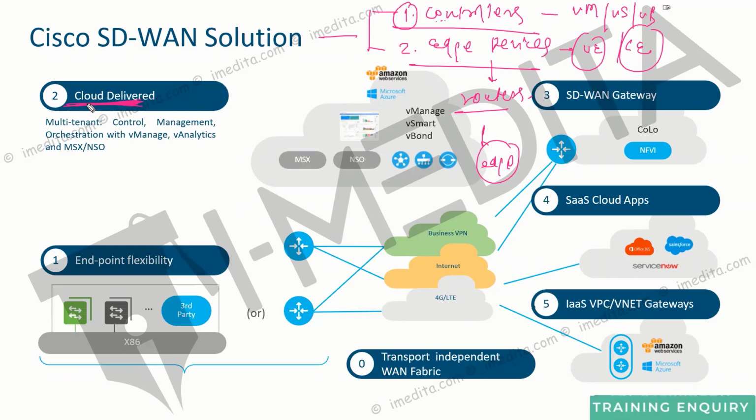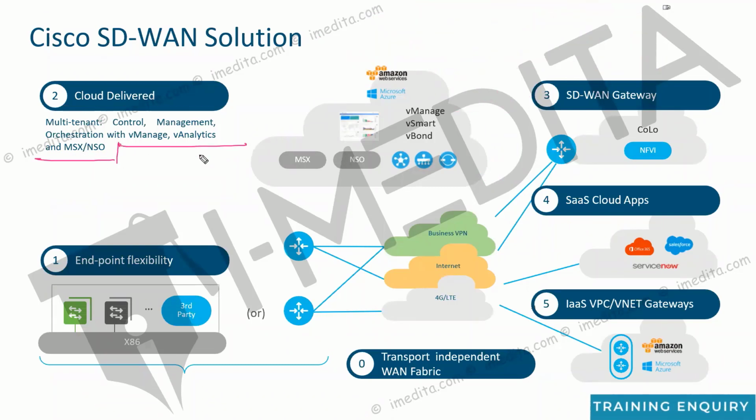Cisco SD-WAN solution can be completely cloud delivered. You can deploy these controllers, for example, onto the public cloud, such as AWS, Azure, or you can deploy these controllers on your premises. Both will work fine. You can purchase the SD-WAN solution directly from Cisco, or you can go to some cloud service providers and get the services from there.